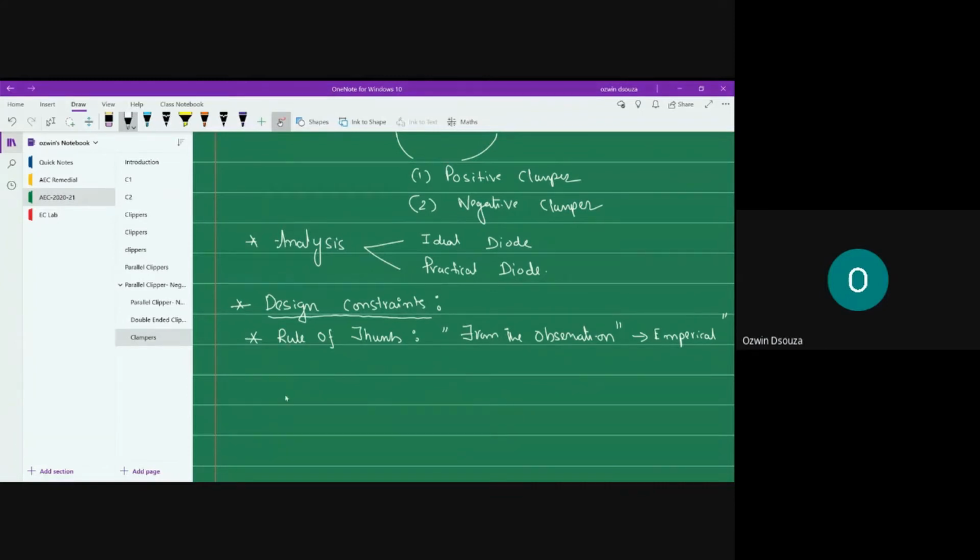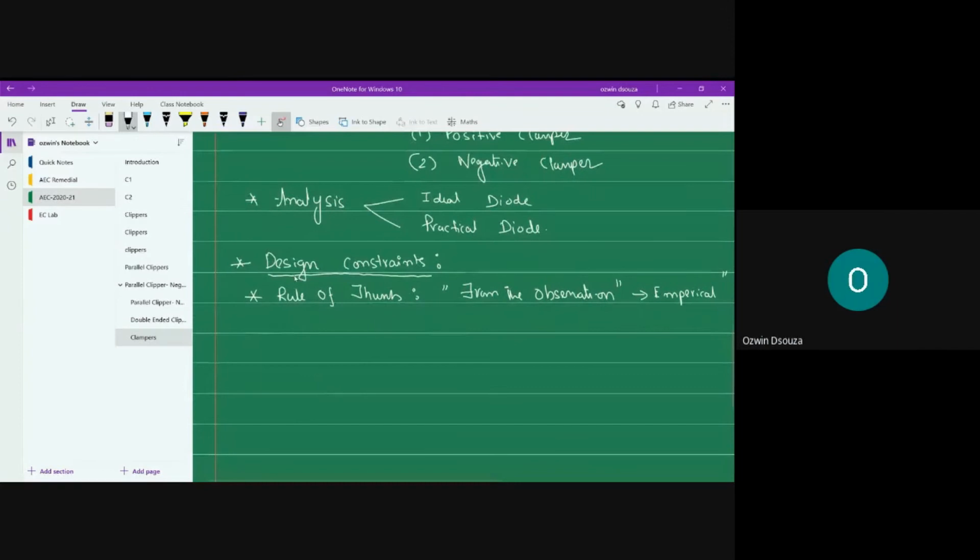Fine. So in the case of a clamper, the clamper circuit consists of a diode, a capacitor and a load, let's say R. It consists of only three elements: diode, capacitor and load.